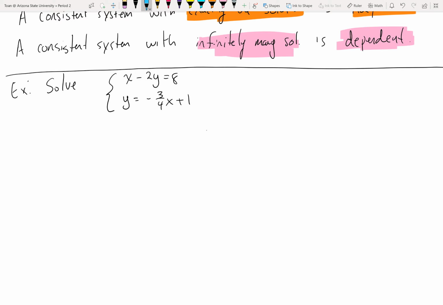So I'll make the first equation this color. I'll make the second equation this color. My third hour class said this color was annoying. Is that annoying to you? No. Okay. They said it was too bright or something.